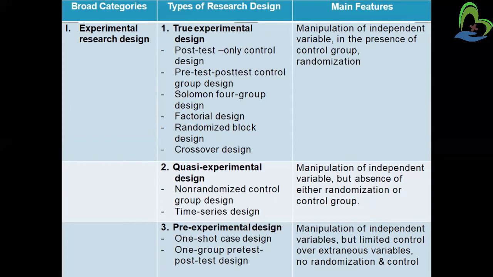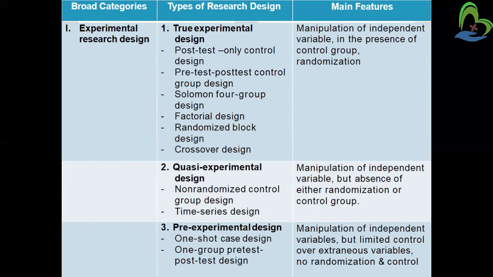So the main characteristic we can note is that there will be manipulation of the independent variable, but it lacks at least one essential characteristic of the true experiment, that is, there is no random assignment and there will be no control group. Quasi-independent variables are used instead of true independent variables. Okay, there again are the subtypes.